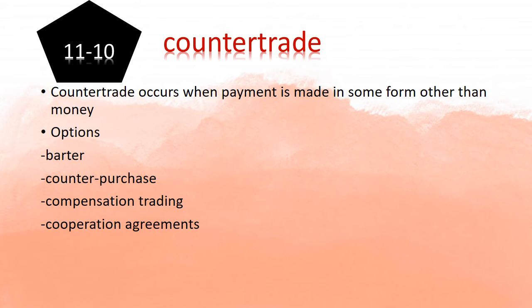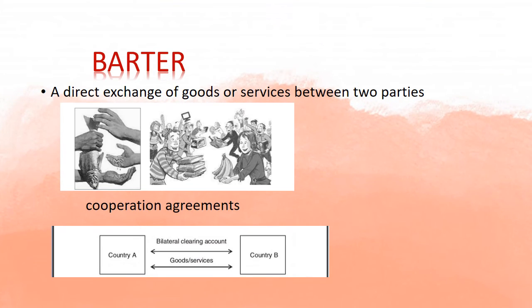Counter trade occurs when payment is made in some form other than money. The options of counter trade are barter, counter purchase, compensation trading, and cooperation agreement. First, barter. We know that barter is a direct exchange of goods or service between two parties.